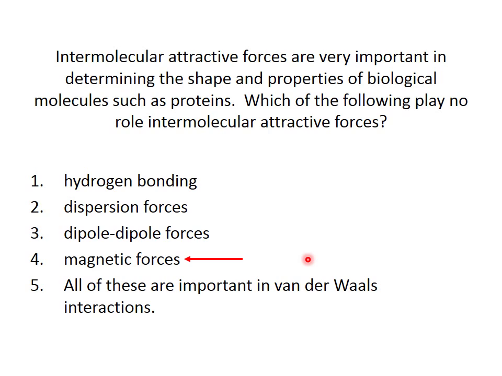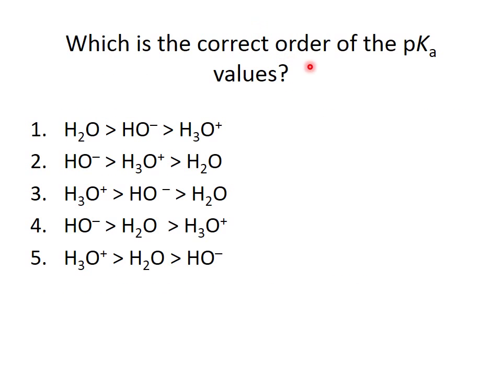Of course, magnetic forces are with only a few atoms like nickel and iron, and between, let's say, two electrons. When we're talking about molecules, these first three are the only intermolecular attractive forces that we see that are important in biological molecules or any molecules. So which is the correct order of the pKa values of these species here? Figure out which order is correct and then resume the lecture.